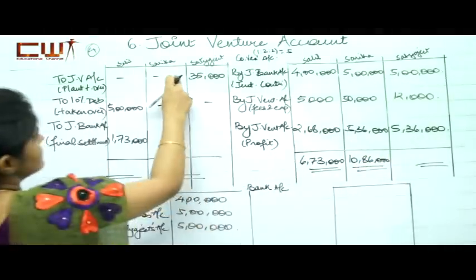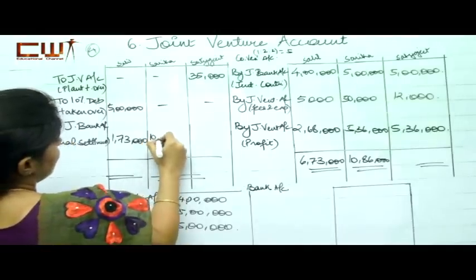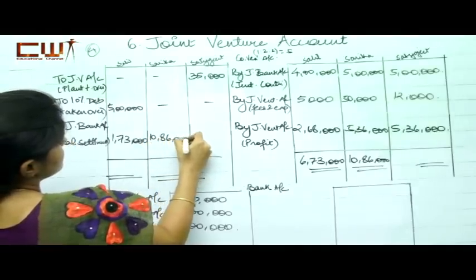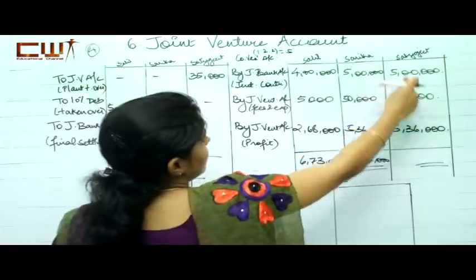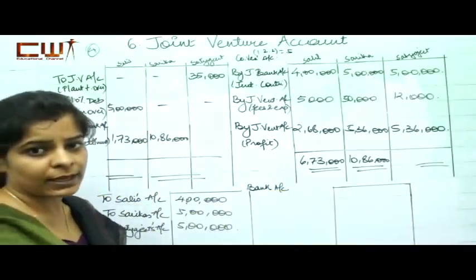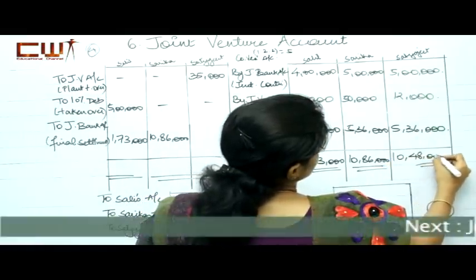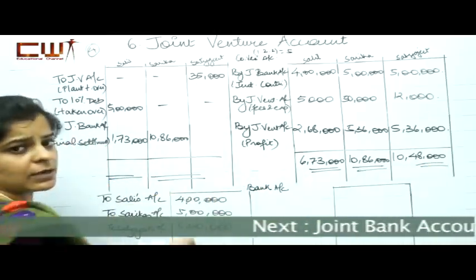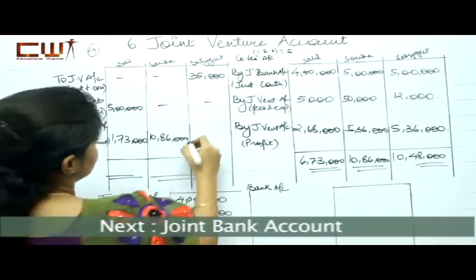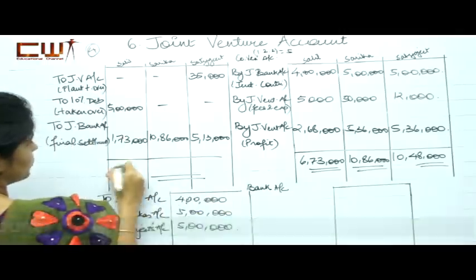10,86,000 minus anything here? No. So what will you write? Full amount will come here. 10,86,000, right? Then 5 lakh plus 12,000 plus 5,36,000. This will give you 10,48,000. 10,48,000 minus 35,000 will give you 5,13,000. 5,13,000. So you write the figures.